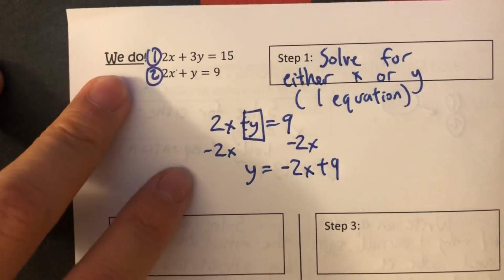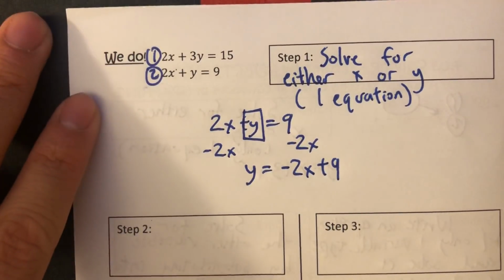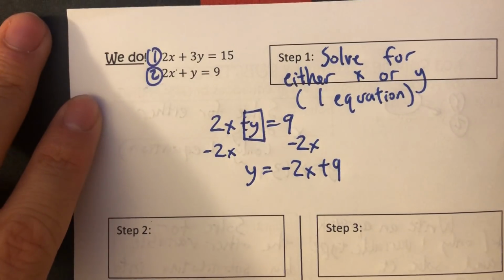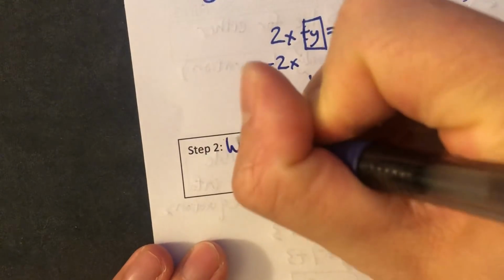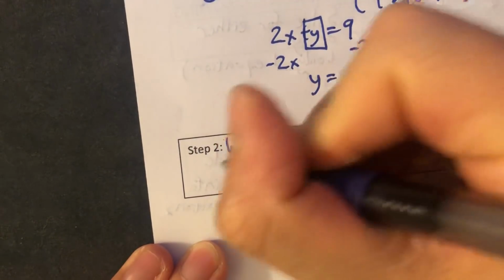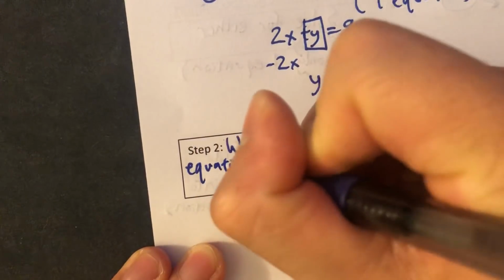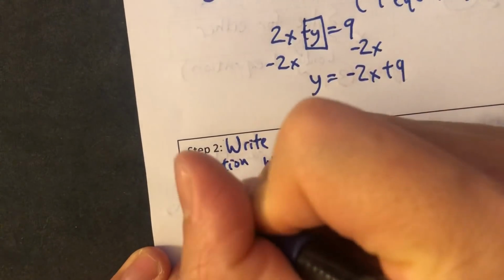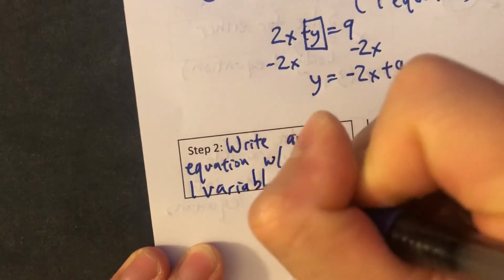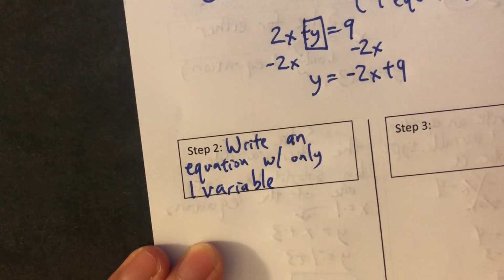Alright, now let's think about step 2. Before you watch what goes on next, go ahead and pause it and see if you can write down step 2. If you guys need to refer back to your notes, refer back to your notes. See what did we write for step 2. Okay, so step 2 will be for us to write an equation with only one variable and solve it.